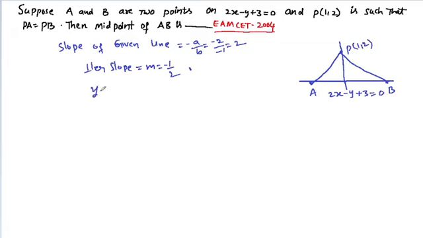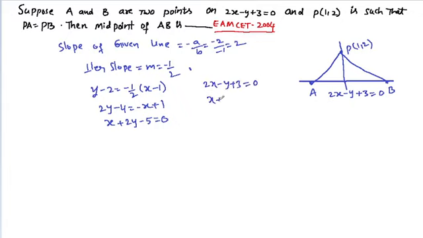Equation of that line is y minus 2 is equal to minus 1 by 2 into x minus 1. 2y minus 4 is equal to minus x plus 1. That is x plus 2y minus 5 is equal to 0. So solving these two equations, the first line is 2x minus y plus 3 is equal to 0 and x plus 2y minus 5 is equal to 0.